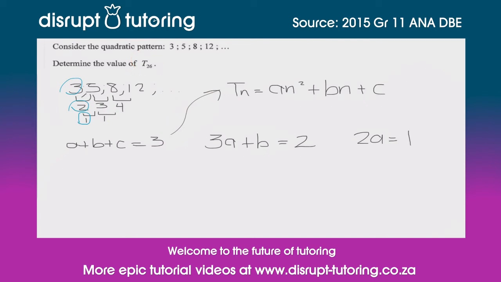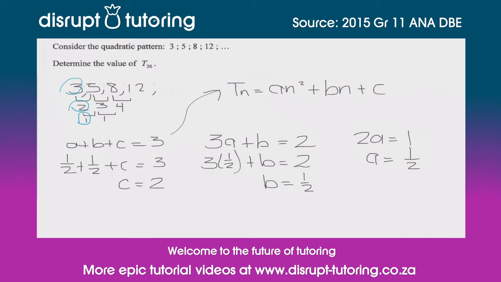So if we look at a, we know a is going to be a half. So if we plug a half in over here, we can solve for our b. So 3 times a half is going to be 1.5. Take that across, 2 minus 1.5 is going to give us b equals 1/2. And then finally, we can now plug in our a over here. So that's half plus a half plus c equals 3. So that's going to be 1 plus c, so c is therefore going to be 2.